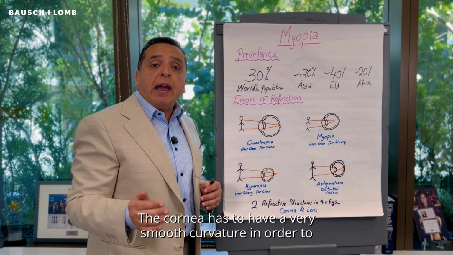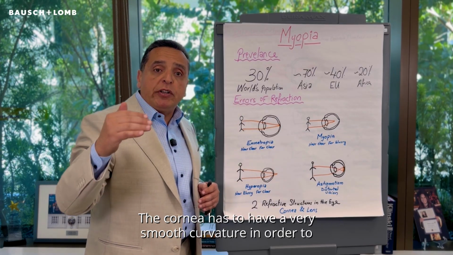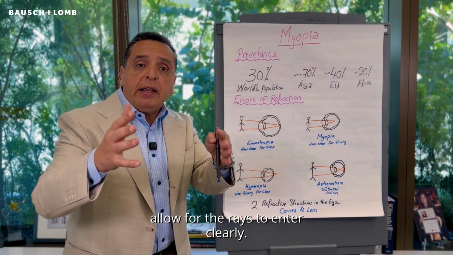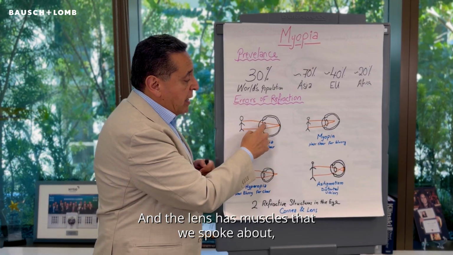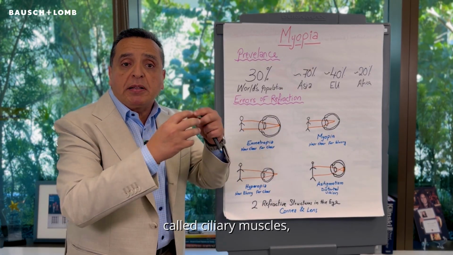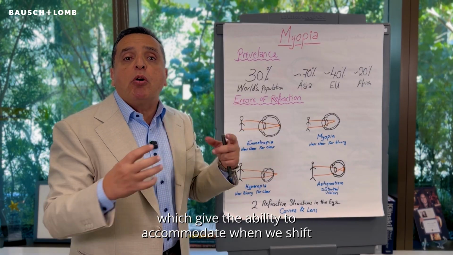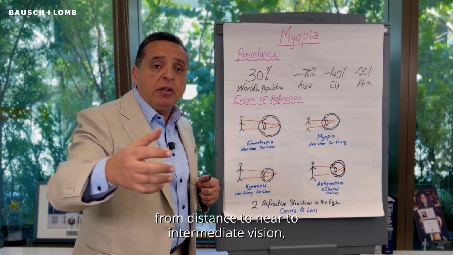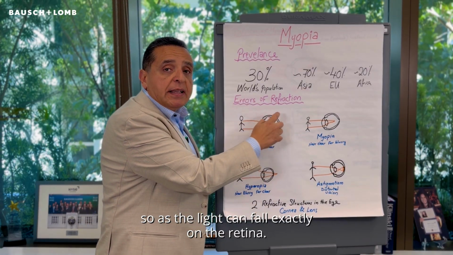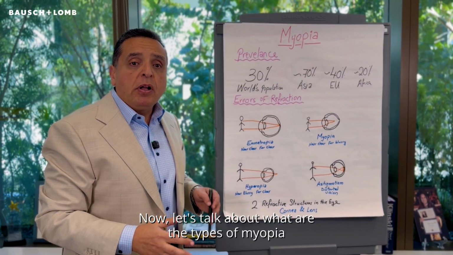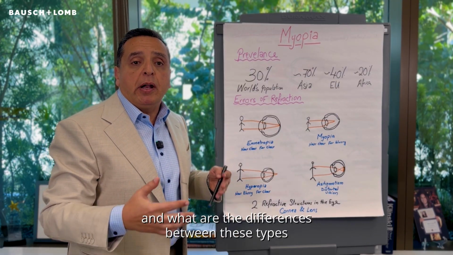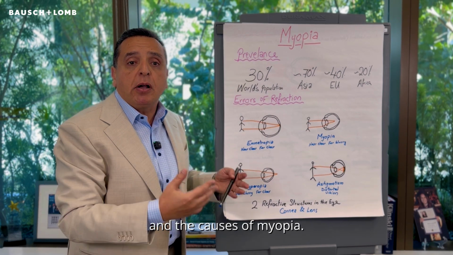The cornea has to have a very smooth curvature in order to allow the rays to enter clearly. And the lens has muscles that we spoke about called ciliary muscles, which give the ability to accommodate when we shift from distance to near to intermediate vision, so the light can fall exactly on the retina. Now, let's talk about the types of myopia, the differences between these types, and the causes of myopia.